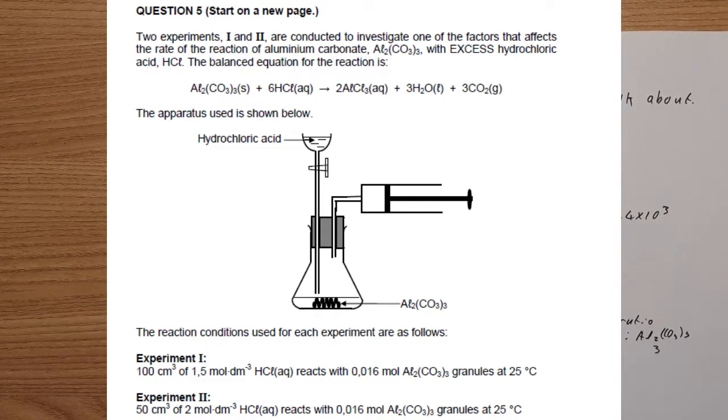Okay, so note that in the picture of the apparatus we have hydrochloric acid, which we can control with a stopper. You can see that we have a syringe, which means we're capturing gas of some sort. So that will have some form of measurement. And then we have our Al2CO3 at the bottom of the beaker. And then they give us experiment 1 and experiment 2, with some details.